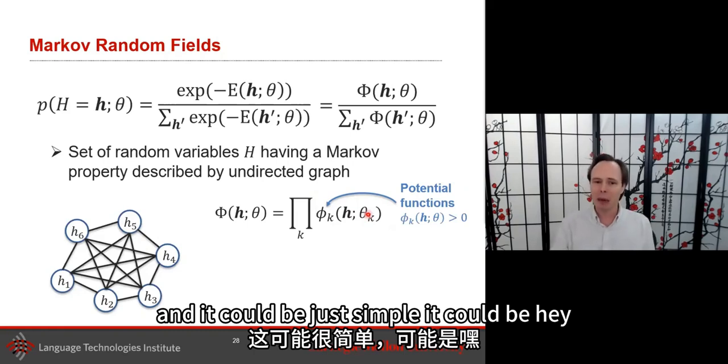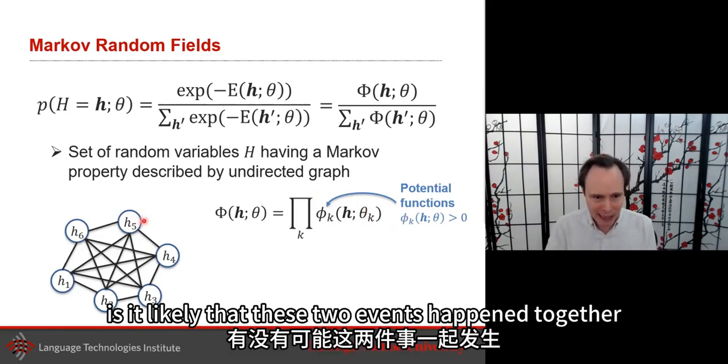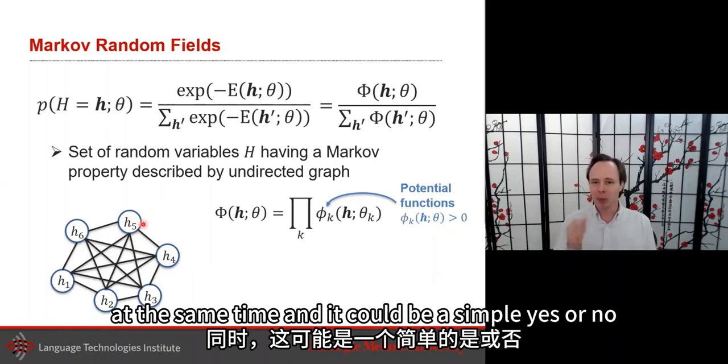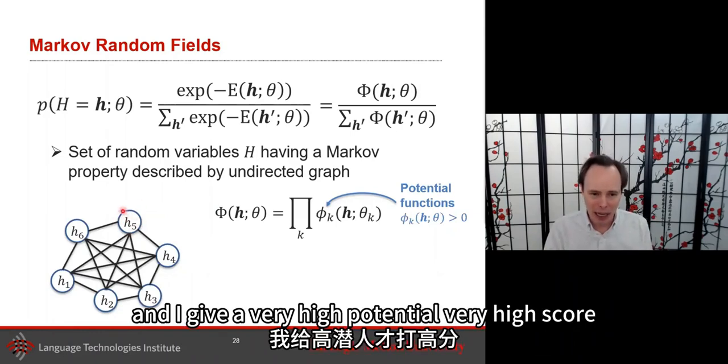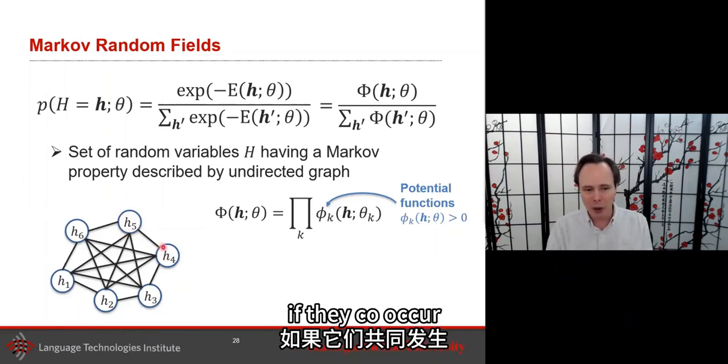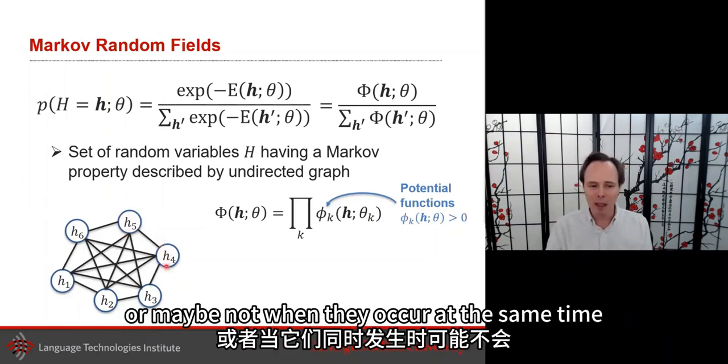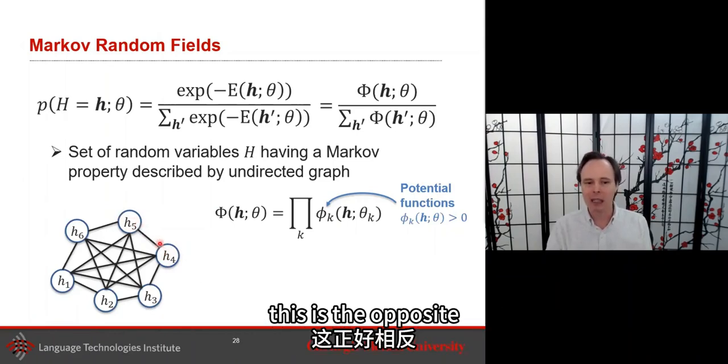And it could be just simple. It could be, hey, is it likely that these two events happen together at the same time? And it could be a simple yes or no, like yes, they are very likely when they happen, and I give a very high potential, a very high score, if they co-occur. Or maybe not: when they co-occur at the same time, this is the opposite.